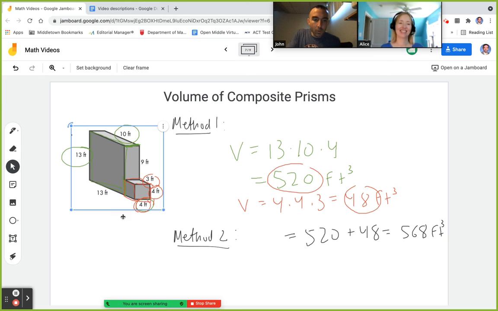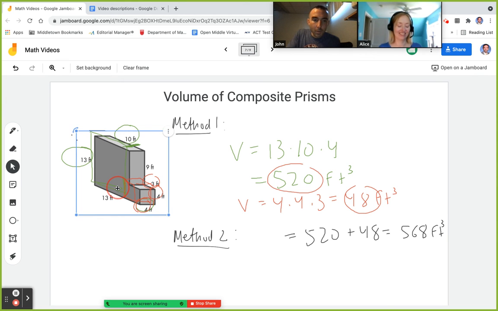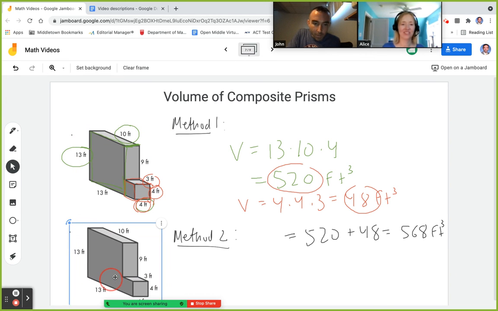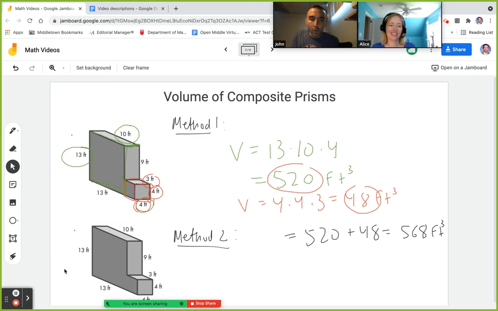Sure. So I am going to take the same picture. Let me just make a copy for myself here. And I'm going to try it horizontally. So I prefer vertically like you did, but I'm going to challenge myself here and break it up this way instead. So if I break up the two shapes this way, I have to find the volume of the top and the volume of the bottom.